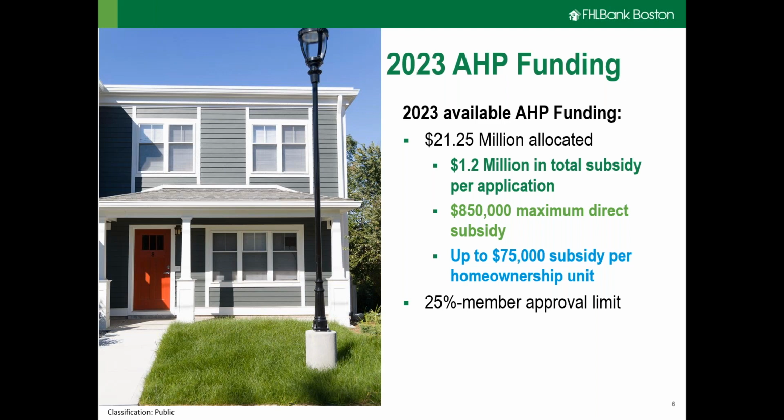And recognizing that homeownership not only is important, but really costly to do, we've increased the homeownership subsidy per unit from $40,000 to $75,000 this year. The one thing that's remained the same is our member approval limit, which is 25% of the total subsidy being allocated in the round. We're excited to make these changes, and we're making them because of the changing and more expensive housing development environment that all of you are operating in.